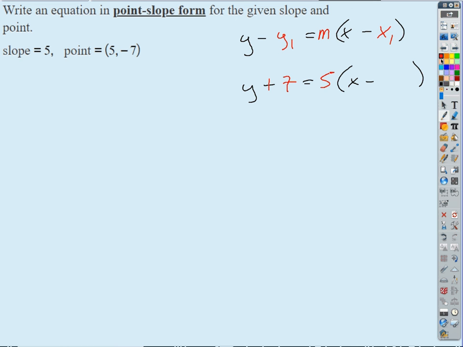Times x minus, okay, makes sense? And that's how we leave it. That's our answer in point slope form. Okay, call it a day?